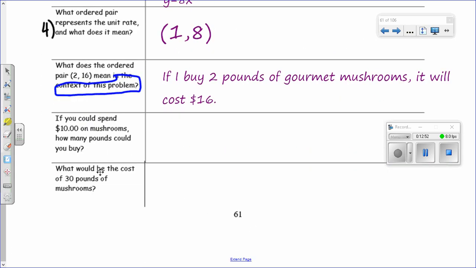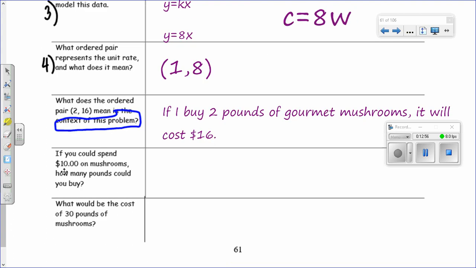Okay, this one, I want you to think about what this one means and what this one means. You can even use your equation for those. If you could spend $10 on mushrooms, how many pounds could you buy? I'm actually going to go ahead and copy this equation here, and I'm going to copy it here. Okay, go ahead and solve both of those. The second one says, what would be the cost of 30 pounds of mushrooms? Go ahead and solve both of those, and then unpause it and see how you did.